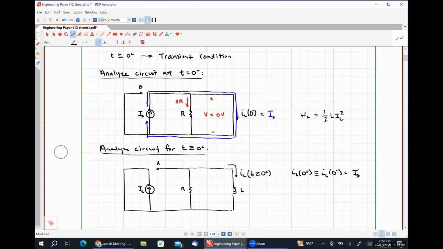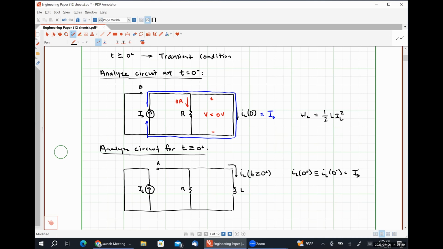Which means our inductor still has some amount of energy stored in it, and effectively it's going to push current through whatever it's connected to. Now, whatever it's connected to here is a resistor. Well, what does a resistor do? It converts electrical energy into heat. So what we are going to observe is that all of the energy stored in the inductor will be converted into heat over time.